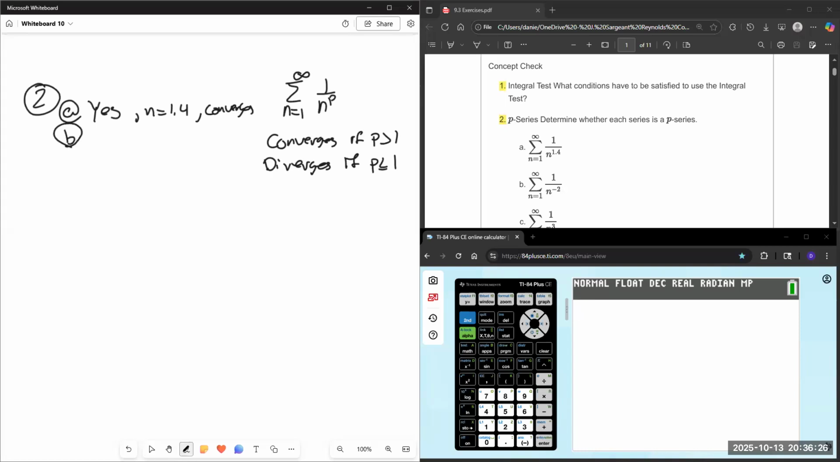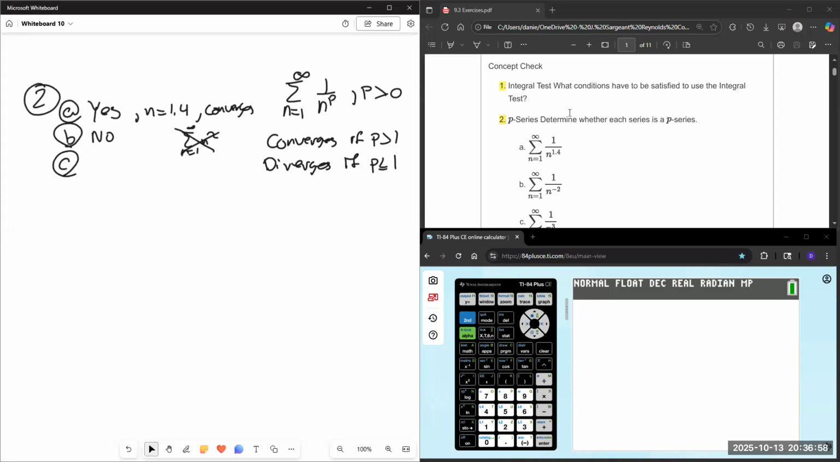Now, p needs to be a positive number for a p series, right? Because this n to the p needs to be in the denominator. It can't be a negative exponent and come across the fraction bar. So no, this one is not, because this one would turn into n equals 1 to infinity of n squared. That's not a p series, because it's not 1 over n to some power.